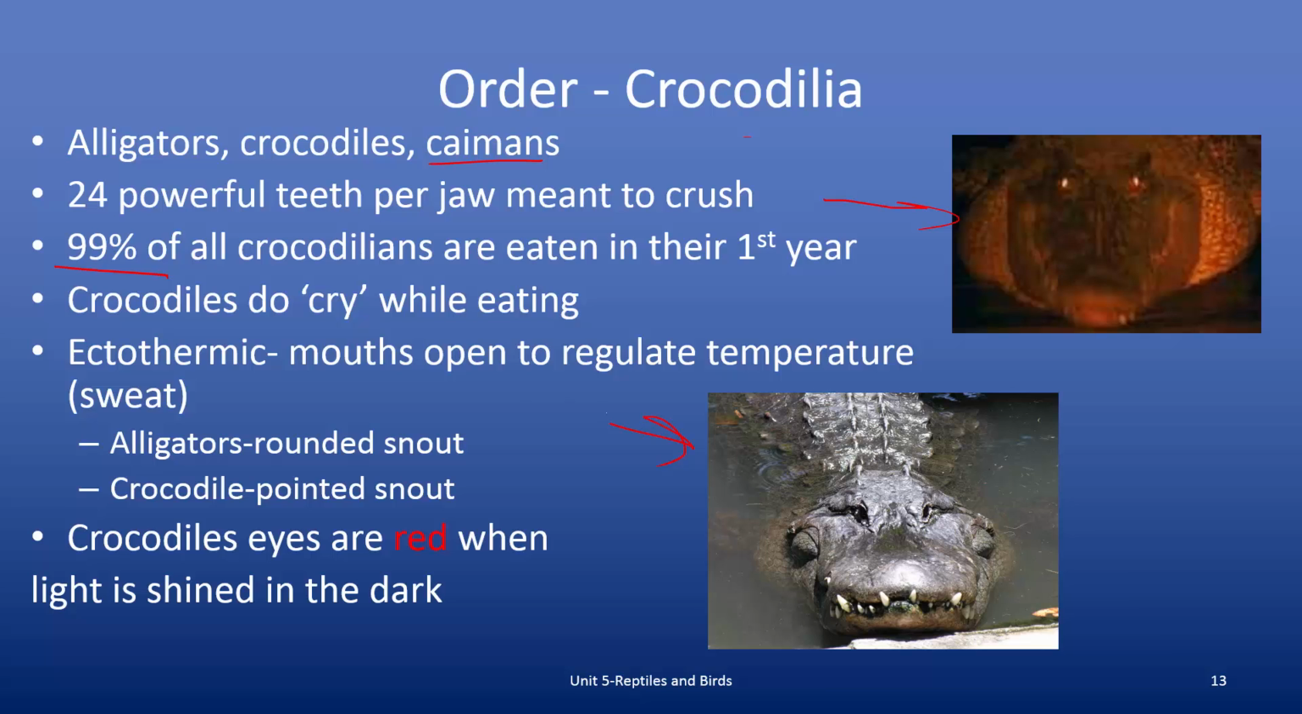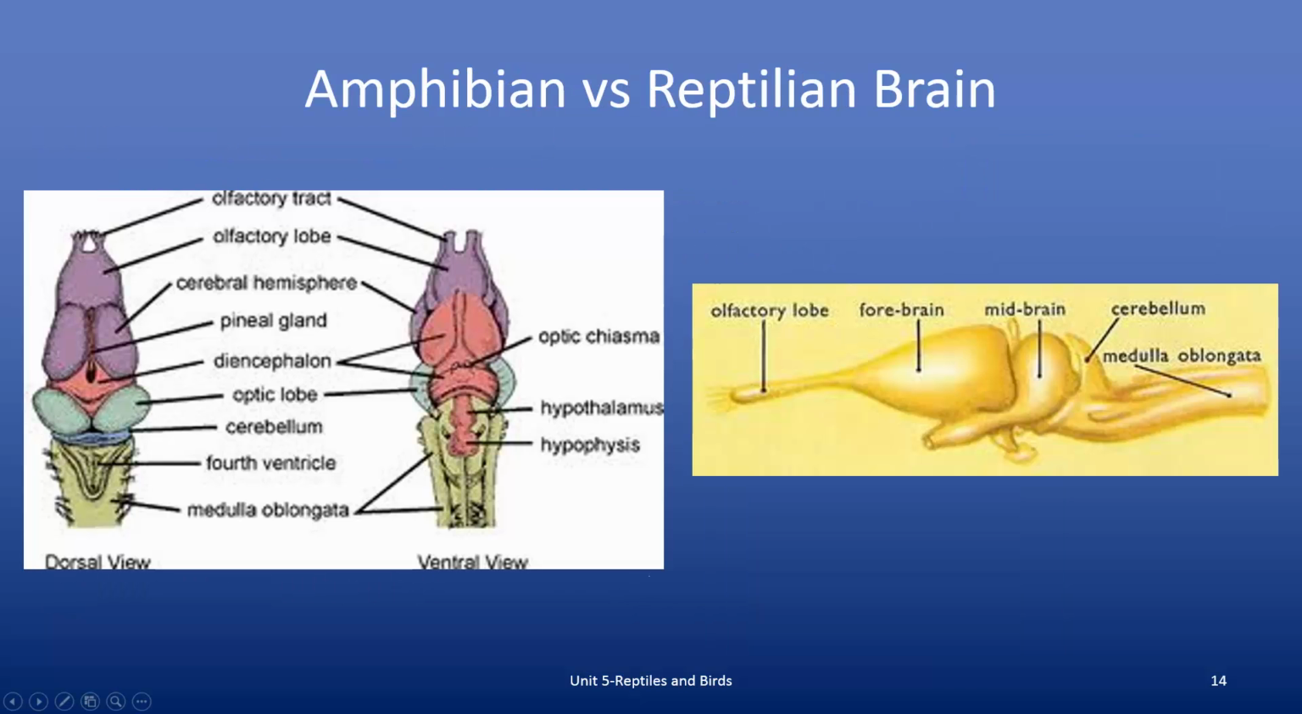Okay, they are still ectothermic because, well, they are reptiles. They regulate their temperature by opening up their mouths on a bank. The alligators, how to tell them apart: your alligators have a rounded snout, and your crocodiles have more of a pointed snout. Okay, so that is a big difference there. Crocodiles, if you shine a light on them in the dark, will show red. Ooh. And finally, I believe this is our last slide.